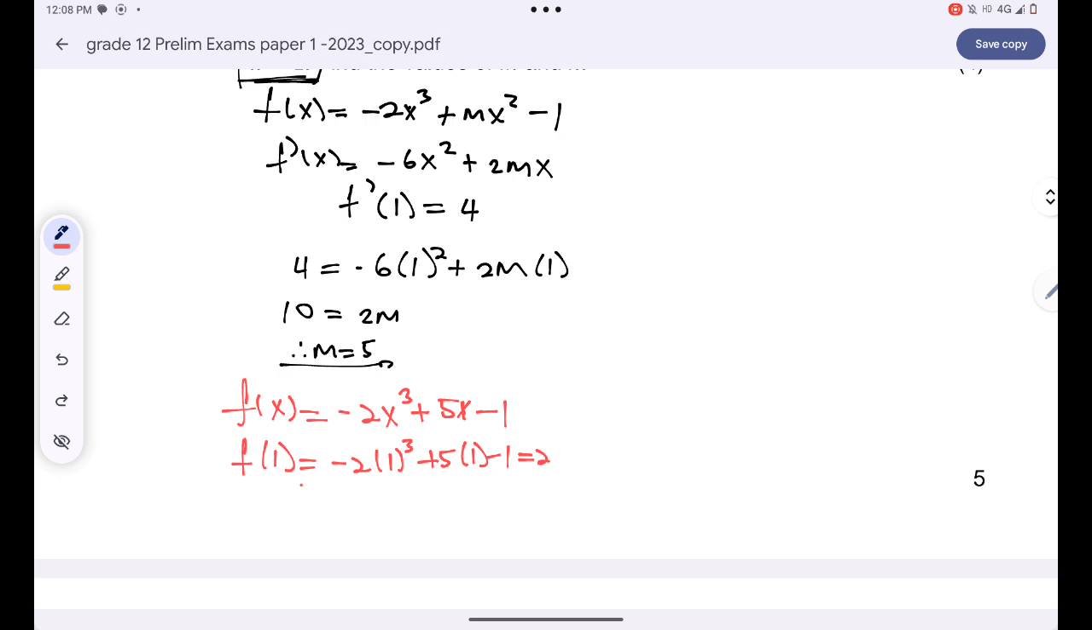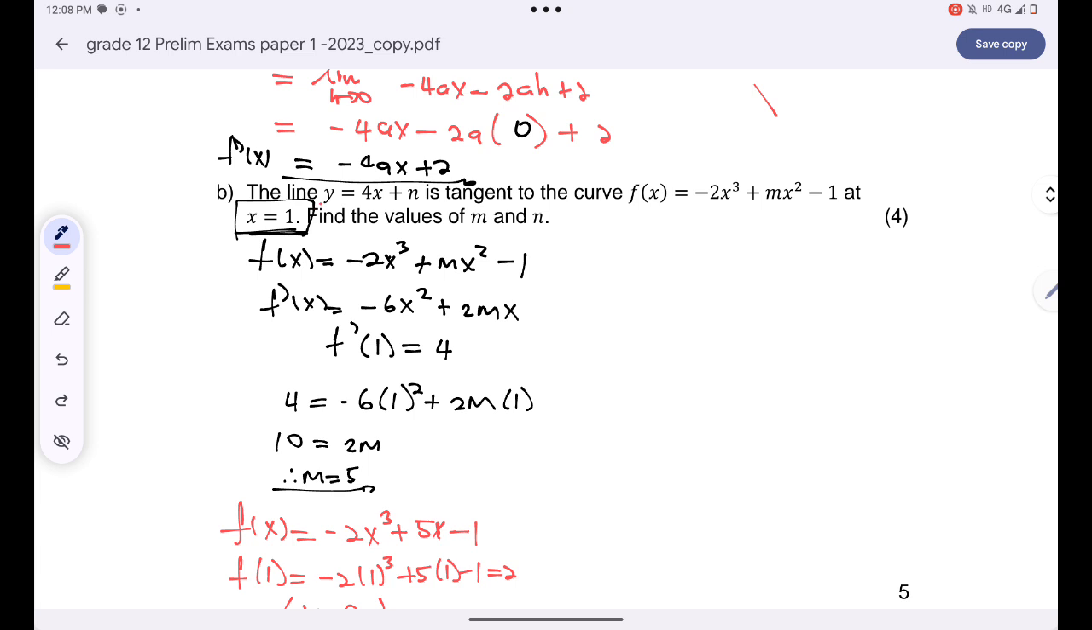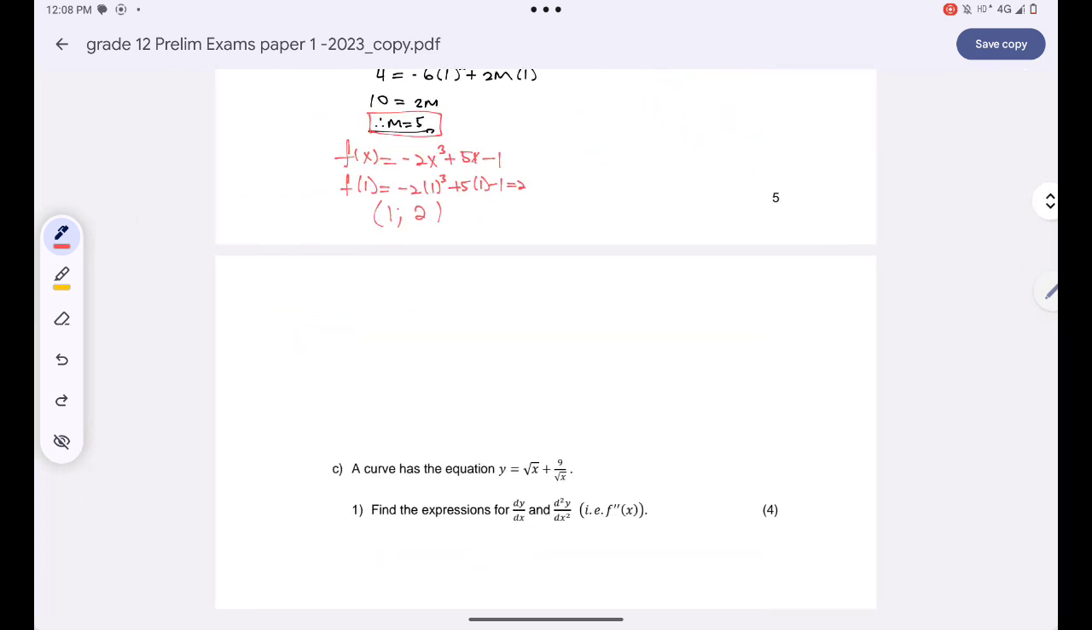So I do know the point x is 1 and its corresponding y value is 2. I can therefore substitute the coordinates over there for me to find the value of n. y is equal to 4x plus n. So y is 2 if and only if x is equal to 1. So therefore n is just equal to negative 2. So now I know the value of n is negative 2 and that of m is just positive 5.